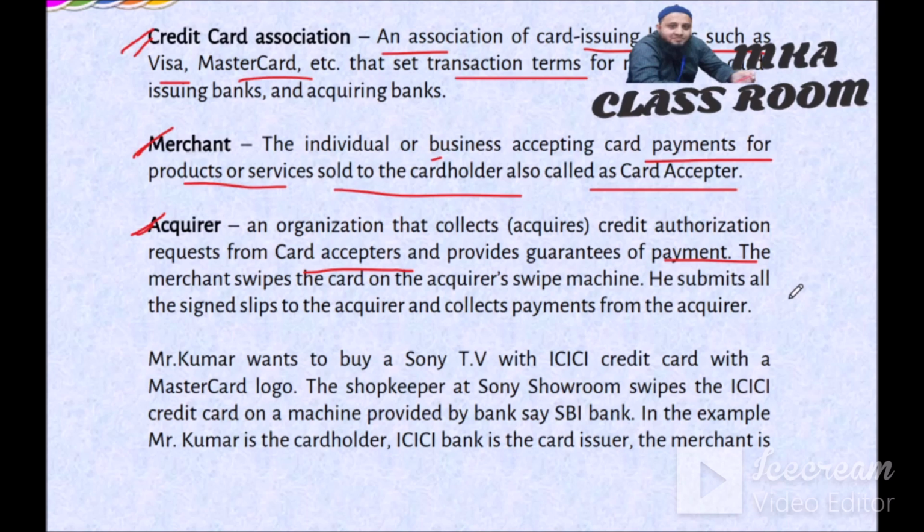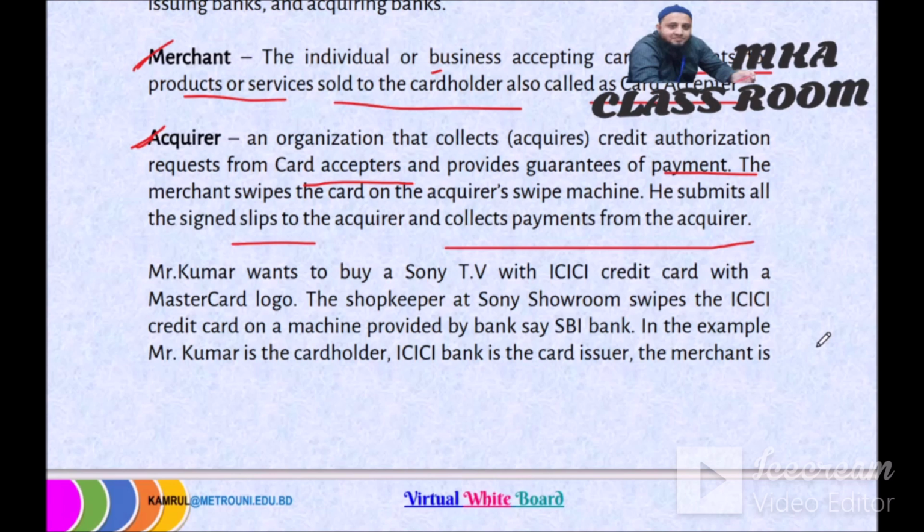So here you see Kumar wishes to purchase a TV. The shopkeeper at the Sony showroom swipes the ICICI credit card on the machine provided by SBI bank. In the example, Kumar is the cardholder, ICICI bank is the card issuer, the merchant is the shopkeeper, Sony showroom, SBI bank is the acquirer, and MasterCard is the card association.